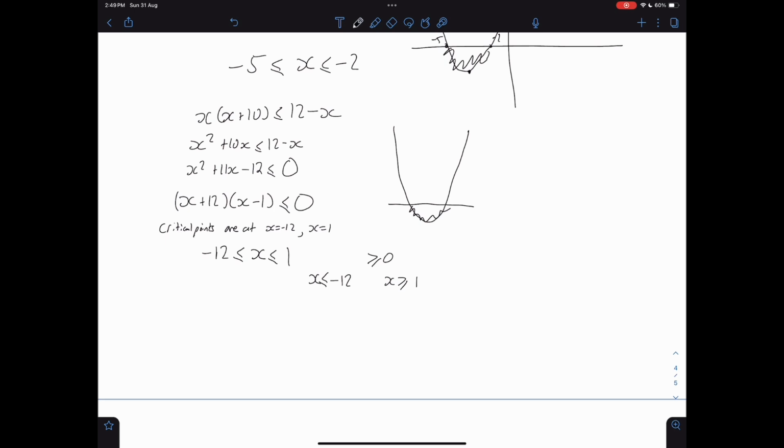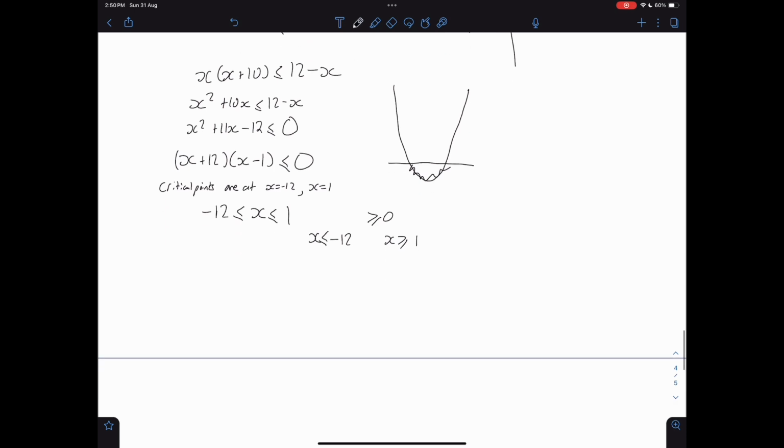There are also some rules for inequalities, what you can and can't do, that we will cover in the next video using examples of rational inequalities.